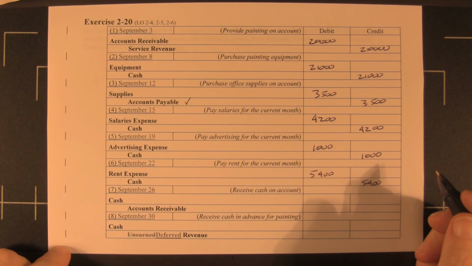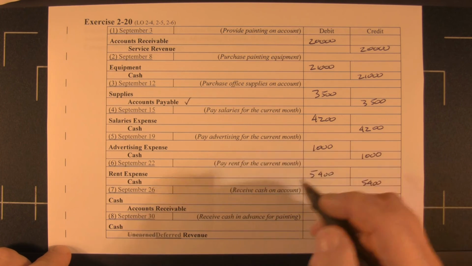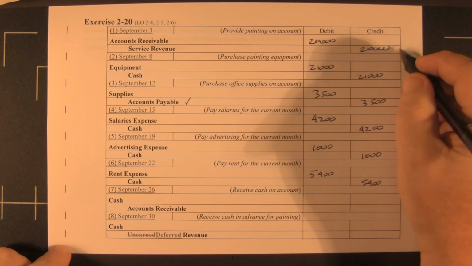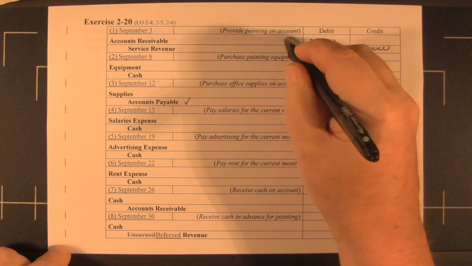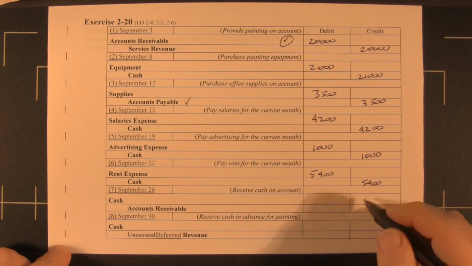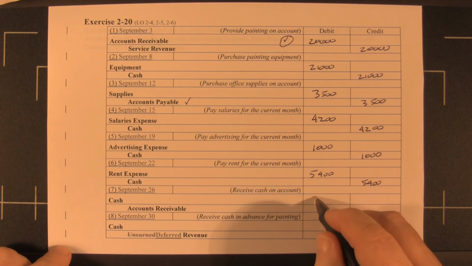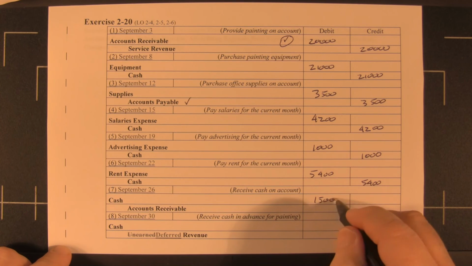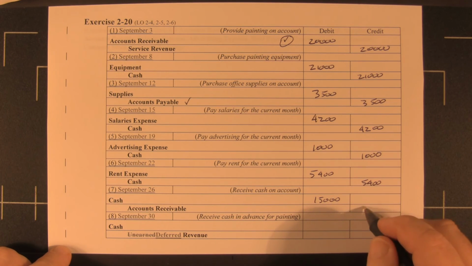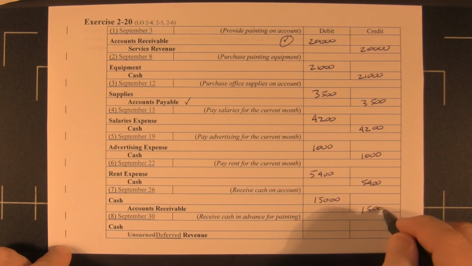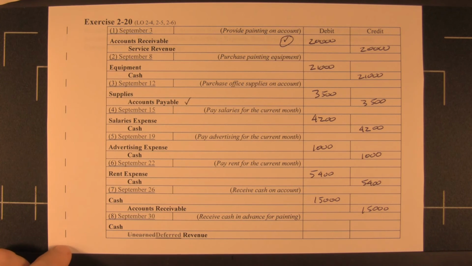Then on the 26th, we collected some of the cash that we had earned earlier. So we're collecting some of the cash from this guy up here, and we collected a total of $15,000. So that's a debit to cash of $15,000 and a credit to accounts receivable for the same amount.